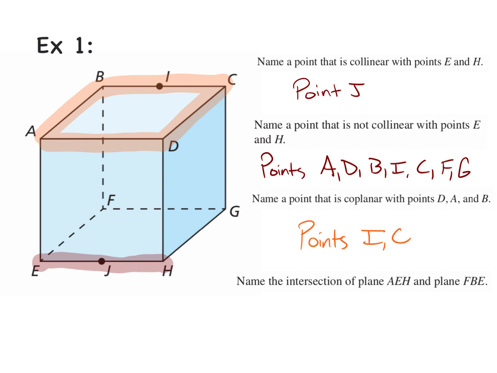Next, name the intersection of plane AEH and plane FBE. So I have A, E, and H. Where's that one at on the cube? The front, the back, the sides, top, bottom? The front. Good job. This is the front. So I'm going to highlight that. And then F, B, and E. So F, B, and E. So that's going to be this one on the side, right?